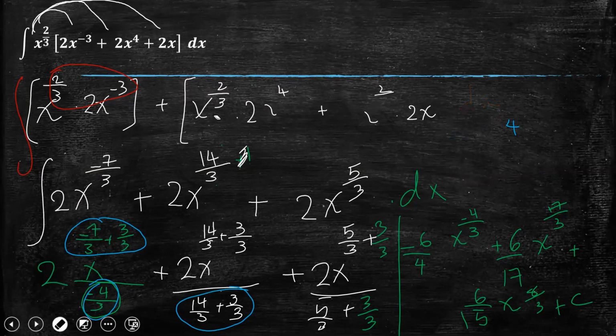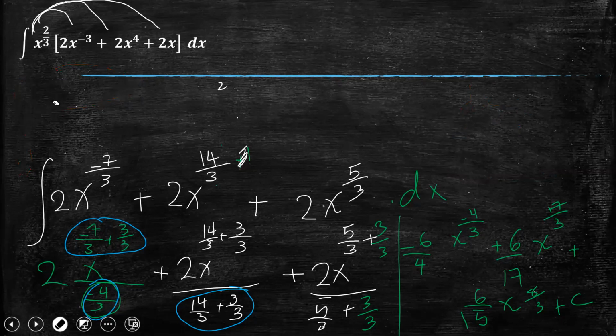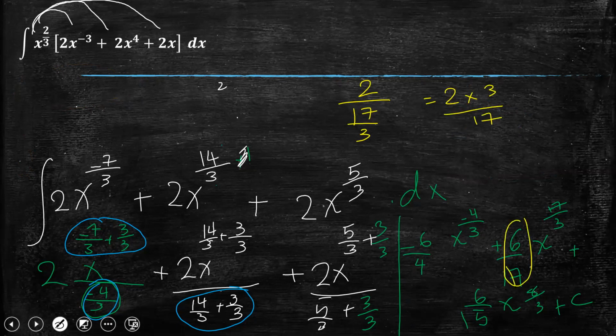You have 2 over 17 over 3, which is 2 times 3 over 17, or 6 over 17. And the last part here, I did the same.